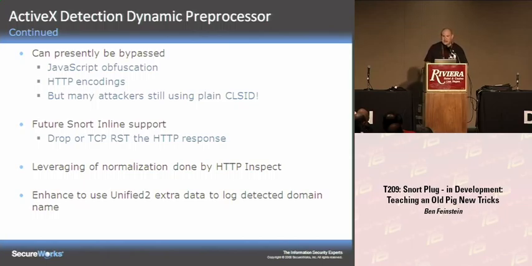In the future, I want to add some Snort inline support to this so that when it detects the plugin getting instantiated, it could actually drop the packet or potentially send a reset back. And also, I want to extend this some more to leverage all the work that HTTP Inspect is doing there. And another idea is to leverage the Unified 2 output plugin to write out some more details about the ActiveX control that we've triggered on.